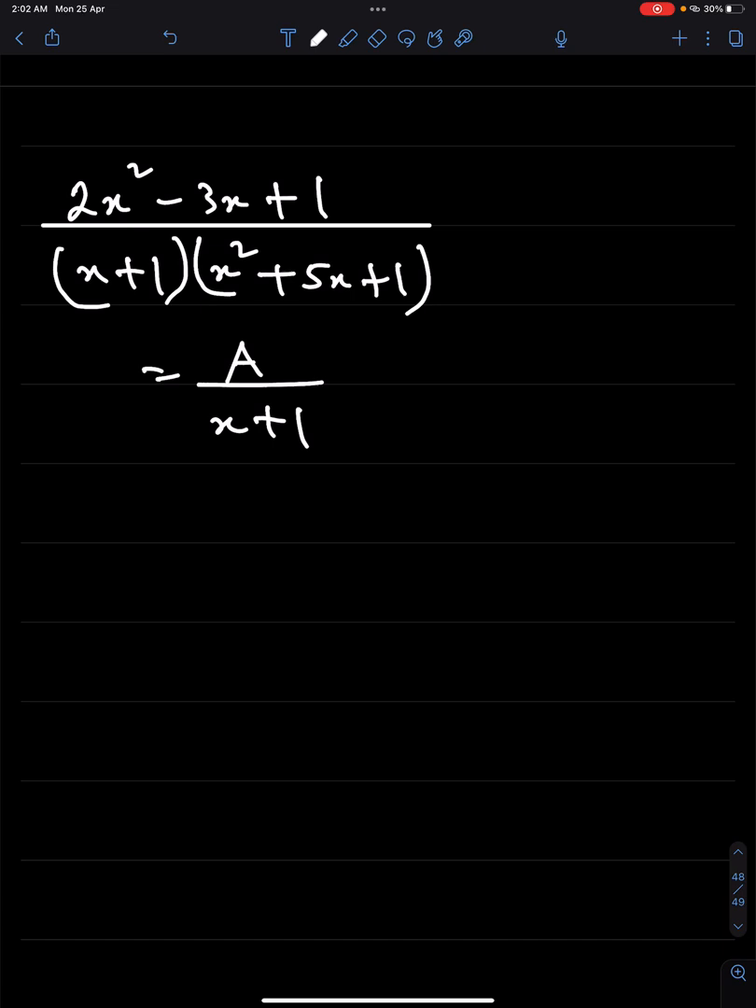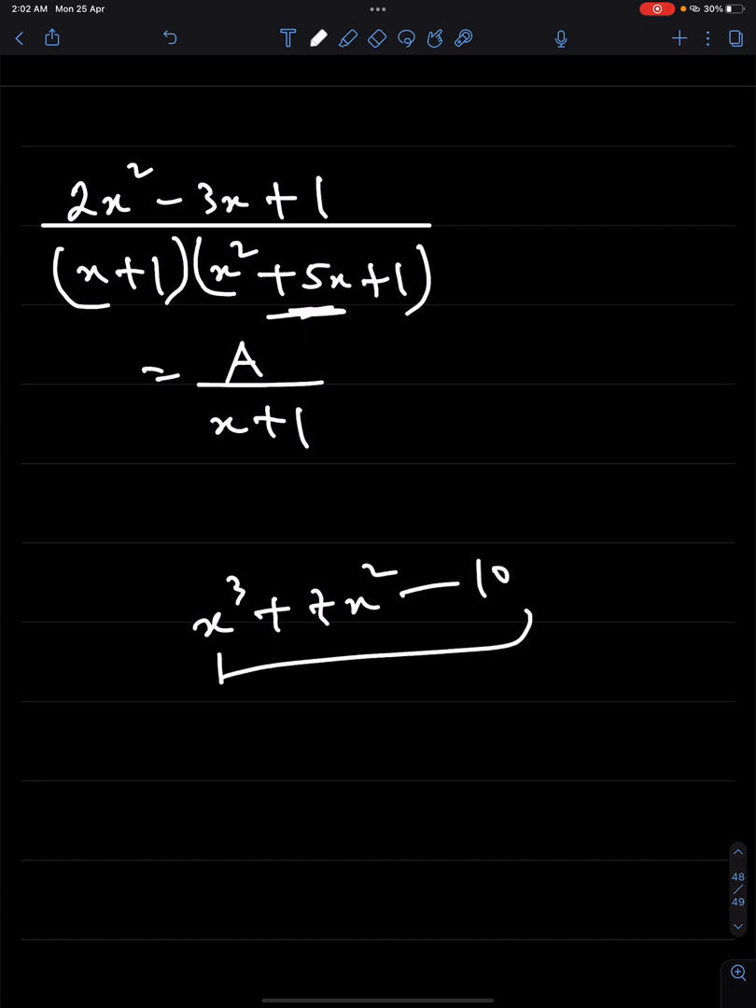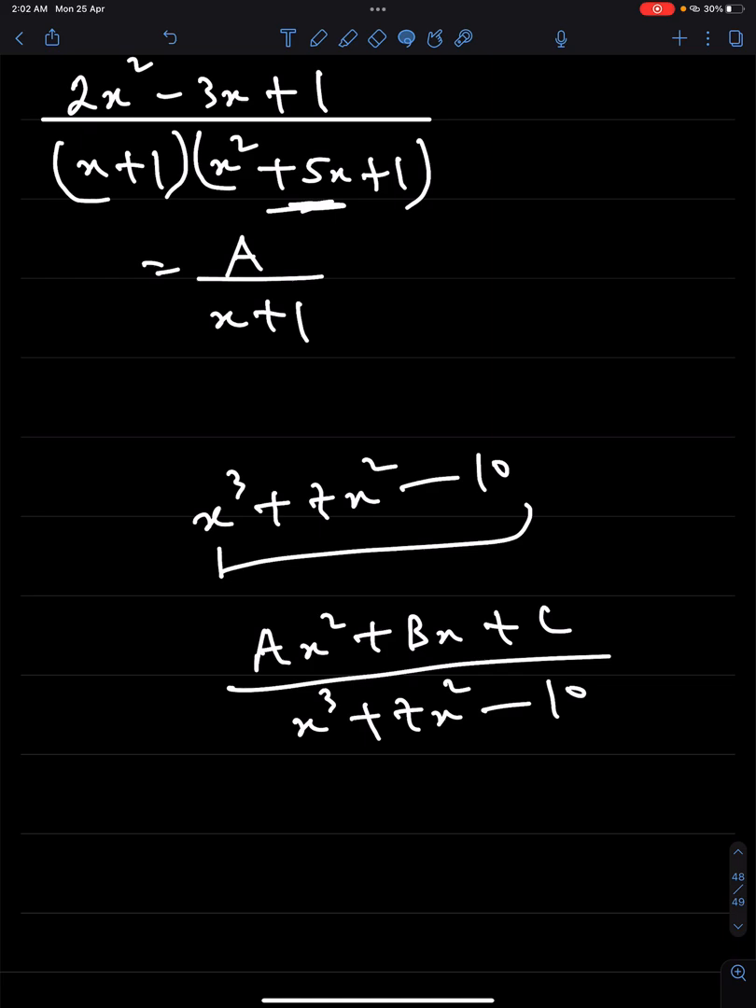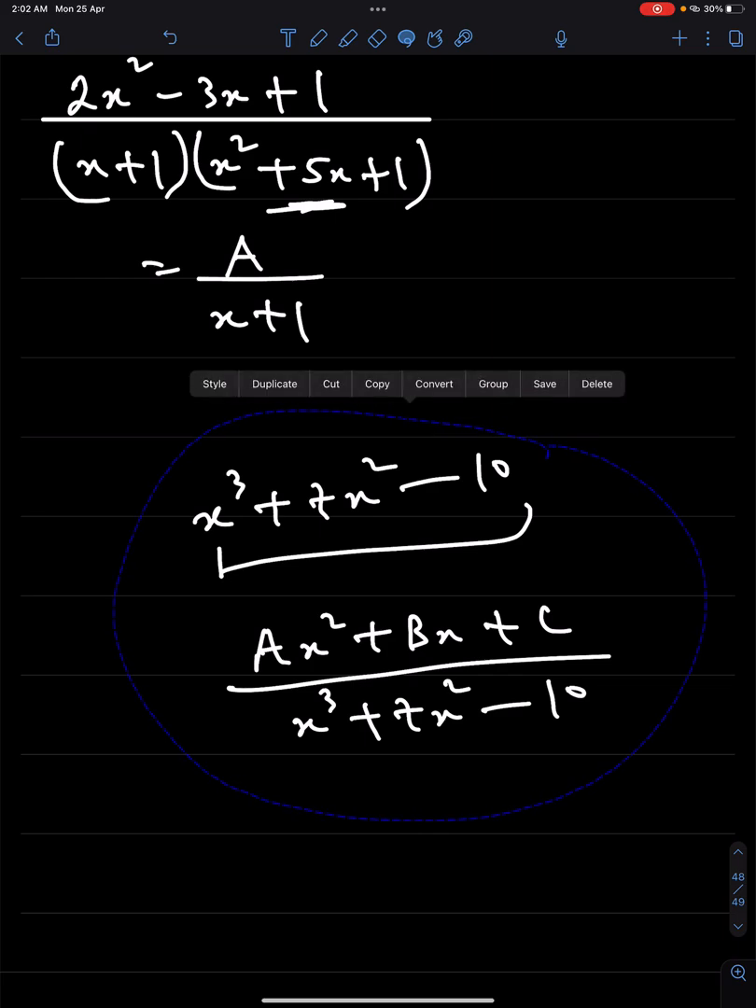That's actually the trick. If it's a cubic factor, maybe you have something like x cubed plus 7x squared minus 10, which cannot be factorized. Its partial fractions will have the general quadratic factor, ax squared plus bx plus c, as the numerator, and the denominator remains x cubed plus 7x squared minus 10. We are going to see more of that as we move on.